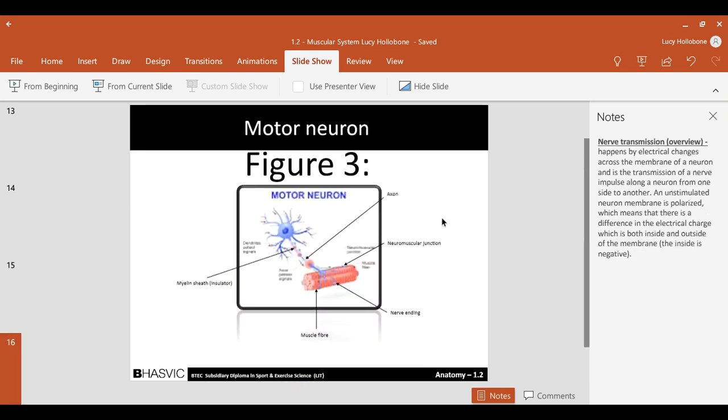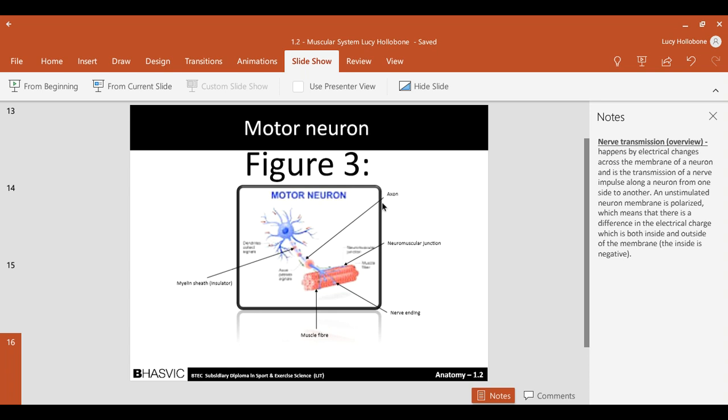Motor neuron, which is shown in figure 3. This happens by electrical changes across the membrane of a neuron and is the transmission of a nerve impulse along a neuron from one side to another. An unstimulated neuron membrane is polarized, which means there is a difference in the electrical charge, both inside and outside the membrane. The inside is negative.